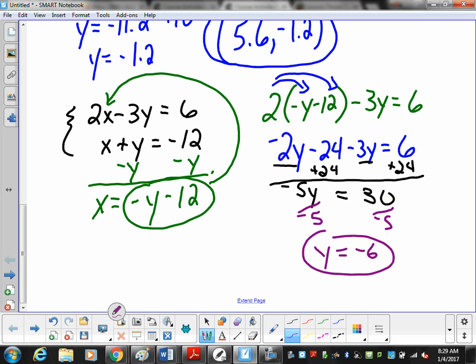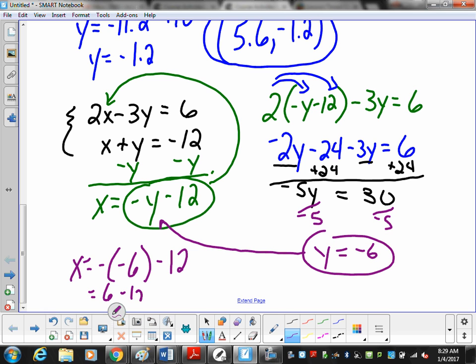So y equals negative 6. I'm going to plug in for this y here. So x equals negative of negative 6 minus 12. You know, since y was negative 6 and y was already negative, I needed to put both negatives there. So this says x is 6 minus 12, which is equal to negative 6. So my solution is negative 6, negative 6.